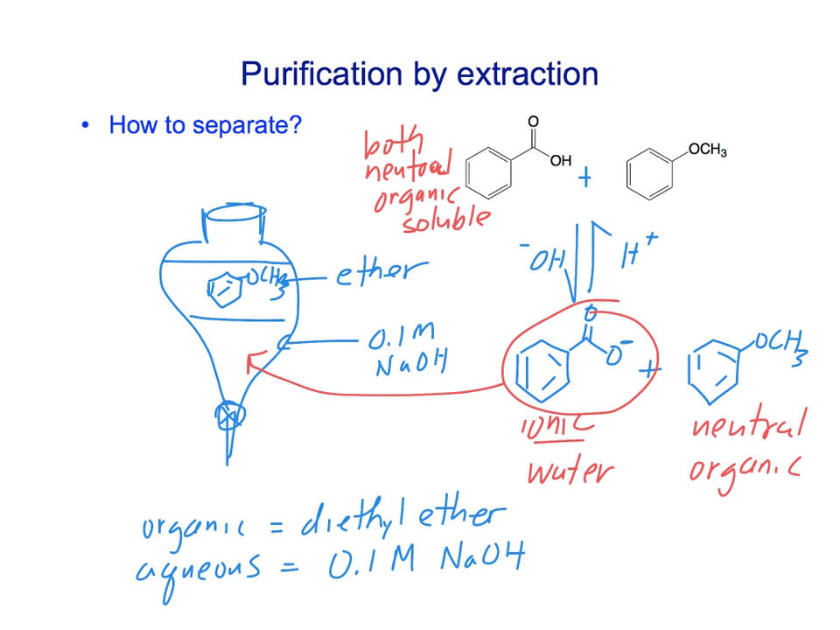And then how would we get the actual carboxylic acid back rather than the carboxylate anion? Right, we could just add some acid and reprotonate it. Okay? All right, so this is an easy way to separate acidic from neutral compounds.